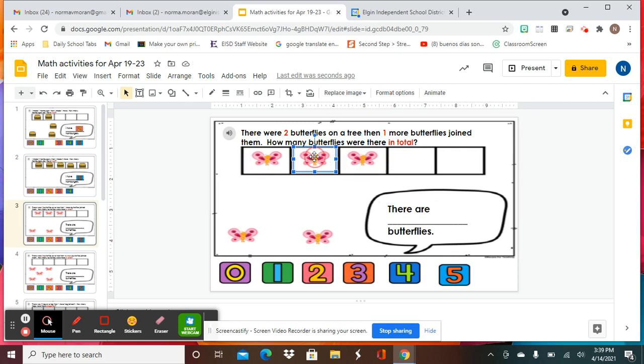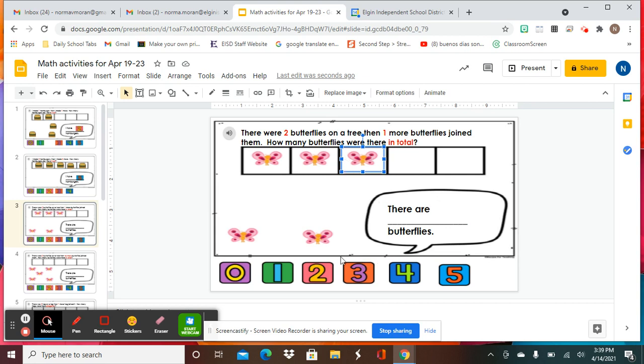1, 2, and 3. So over here it says there are blank butterflies. The blank, or right here, this line is a blank, is where we're going to put our answer. So we counted, and we found out that there were 3 butterflies in total.